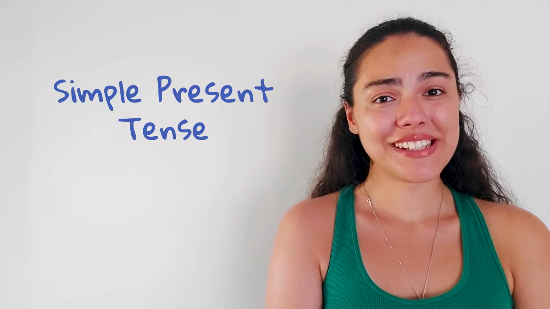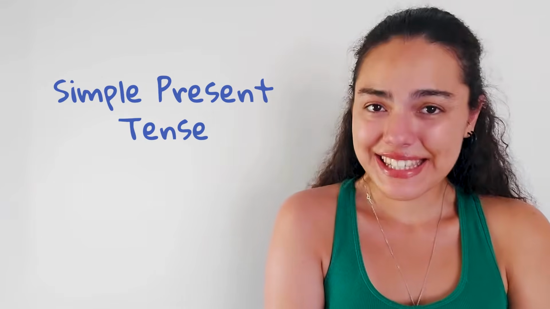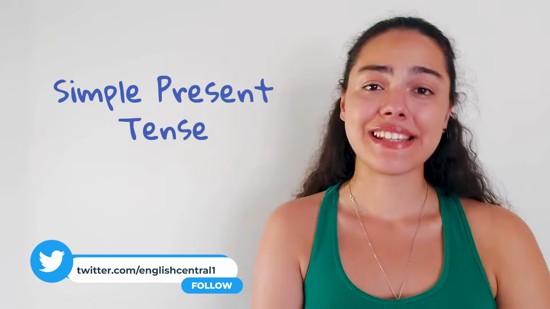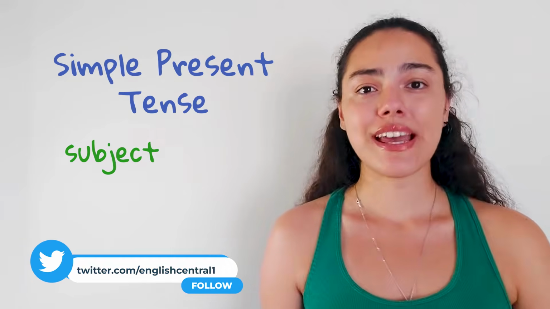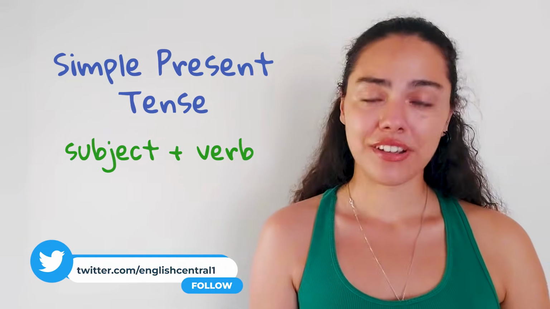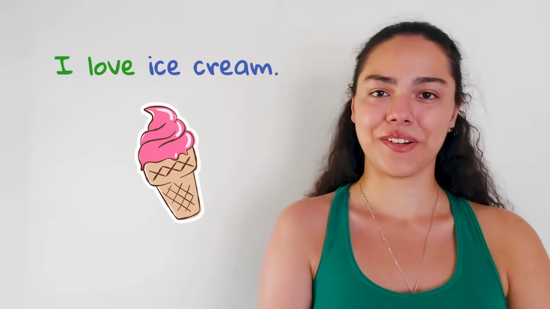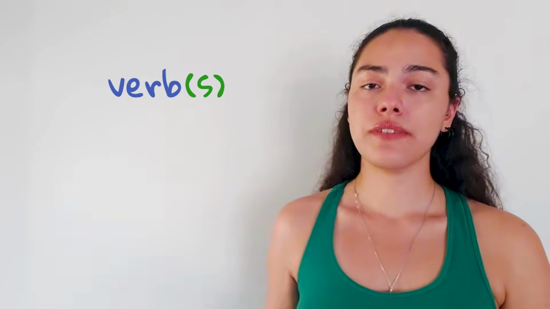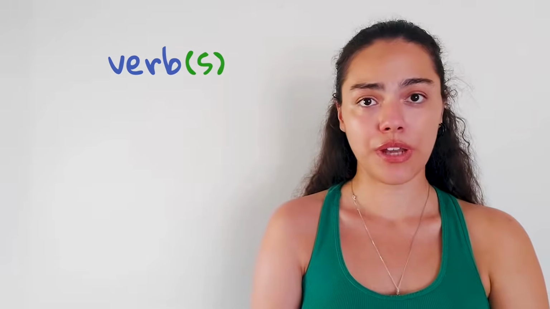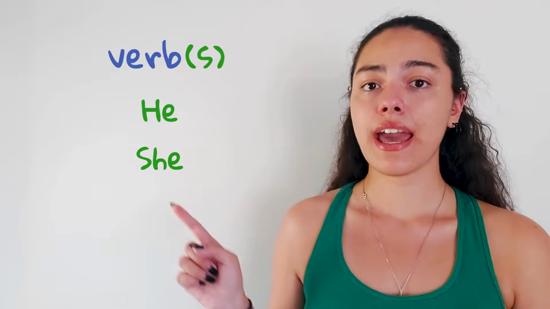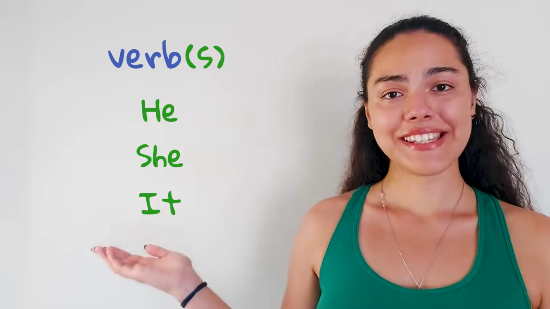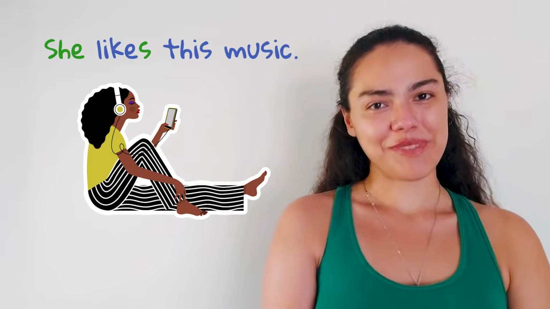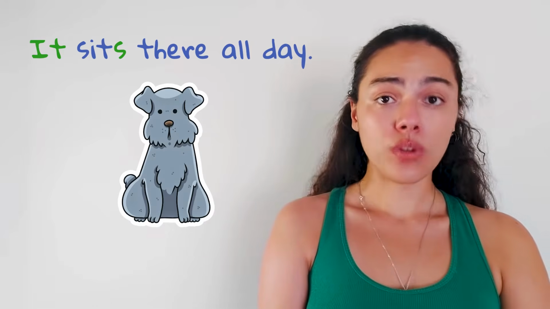Forming the simple present tense is quite simple. Positive sentences in simple present tense are the easiest. You just put the subject and the base form of the verb together, like this. I love ice cream. But don't forget, the verb has to take S if we are going to use one of these pronouns. He, she, and it. See the examples. He eats a lot. She likes this music. It sits there all day.